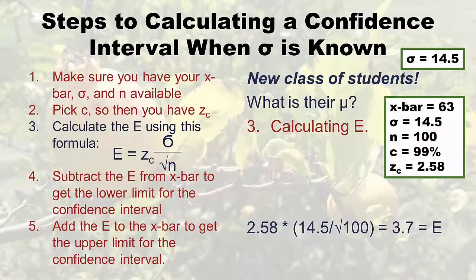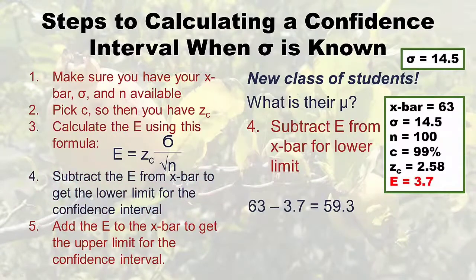All right. Step three is to calculate the margin of error, or E. So remember our formulas up there. There's a standard error in there. So I just first put up the numbers we need. Their X bar is 63, remember. Population standard deviation is 14.5. Our N is 100. Our C, our confidence level, is 99%, so our Z sub C is 2.58. So we just plug it into the equation, and we get that E is 3.7. Okay, so that's step three. We got E, which is 3.7.